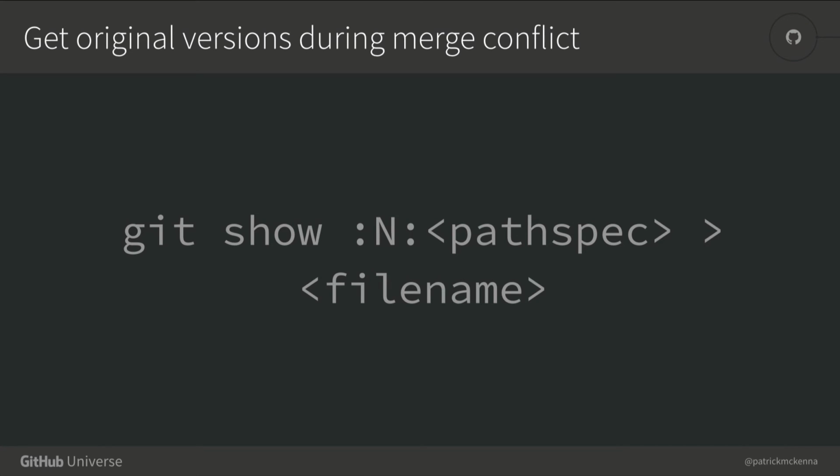If you replaced n by the number 1, you would go ahead and check out a copy of the file as it existed on the common parent commit. So you give the n, so in this case number 1, followed by the path of the file you want to check out, and then the greater than symbol, and then whatever you want to call the file locally.